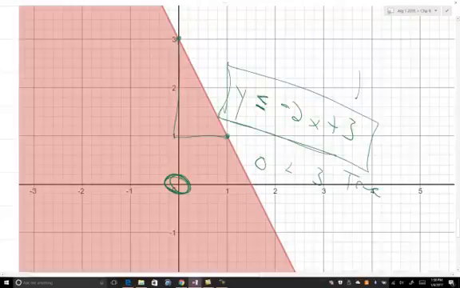Okay, so start with the y-intercept. Add on the slope. Test 0, 0 to see if it's true or false, and then write the inequality that way.